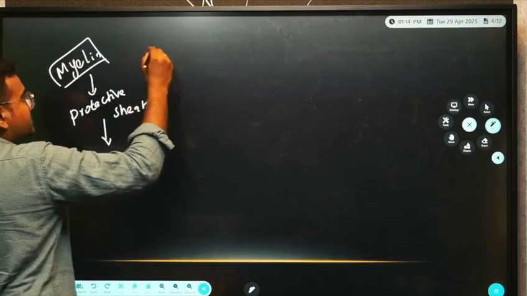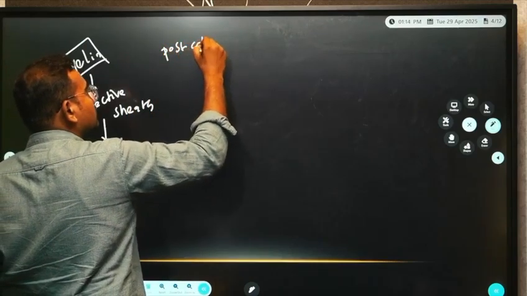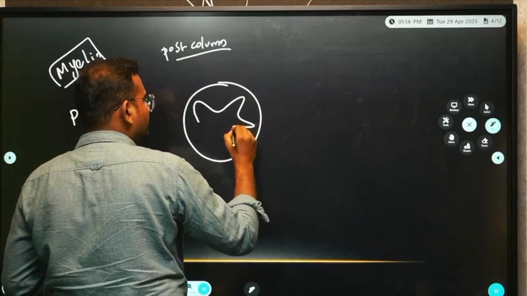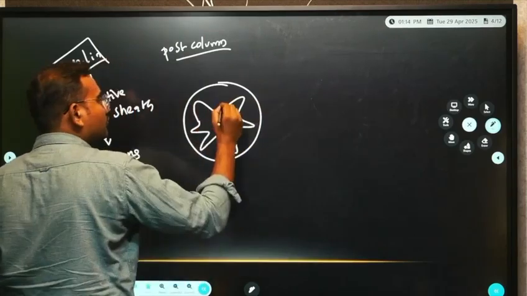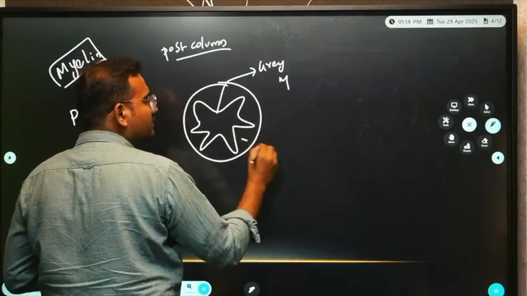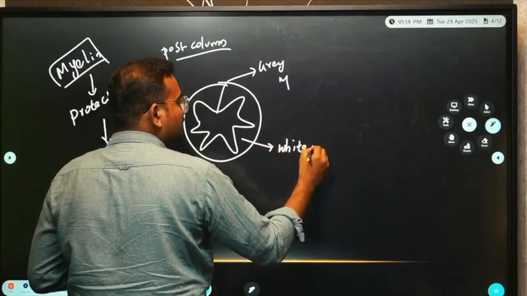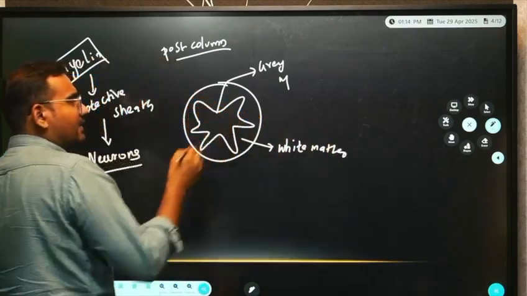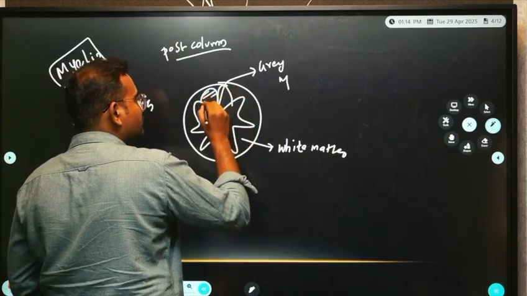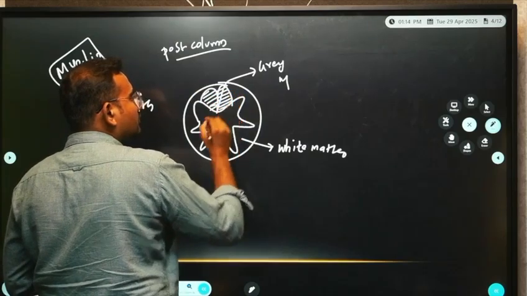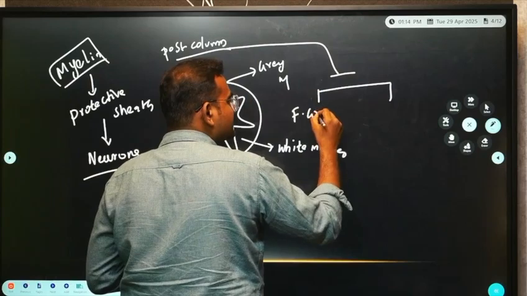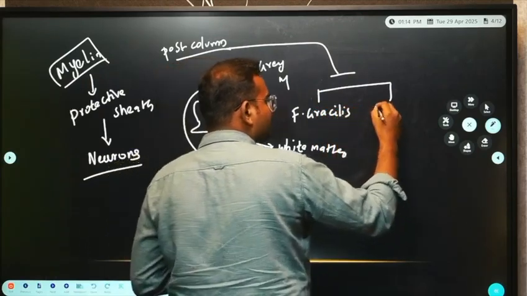Now, what is the posterior column? Very simple. Take a look at a spinal cord. Let us assume this is a spinal cord. In the center you have what is called the gray matter, and surrounding the gray matter we have what is called the white matter. In the white matter we have what is called the posterior column. Let us assume this is the posterior column. This posterior column is basically divided into two: fasciculus gracilis and fasciculus cuneatus.